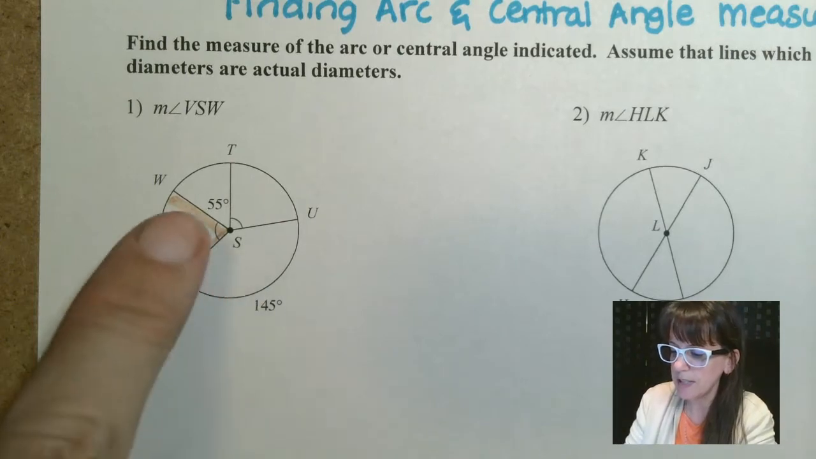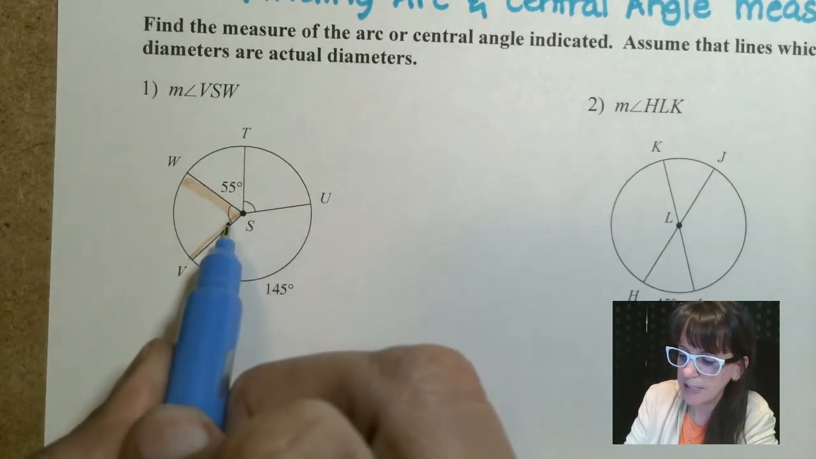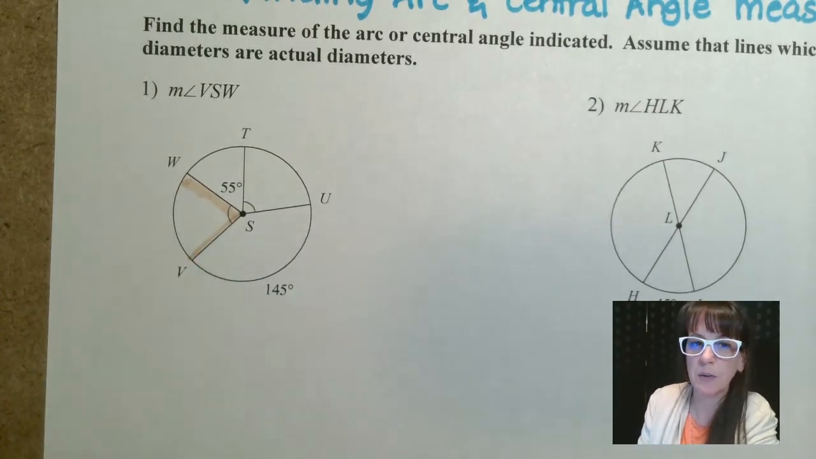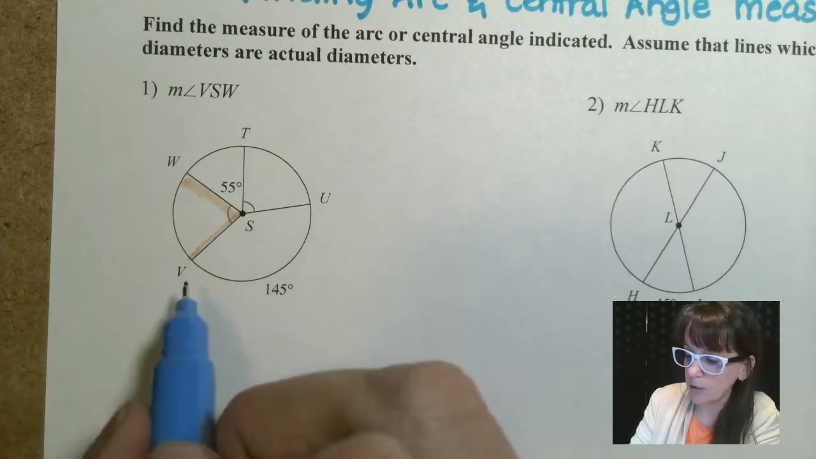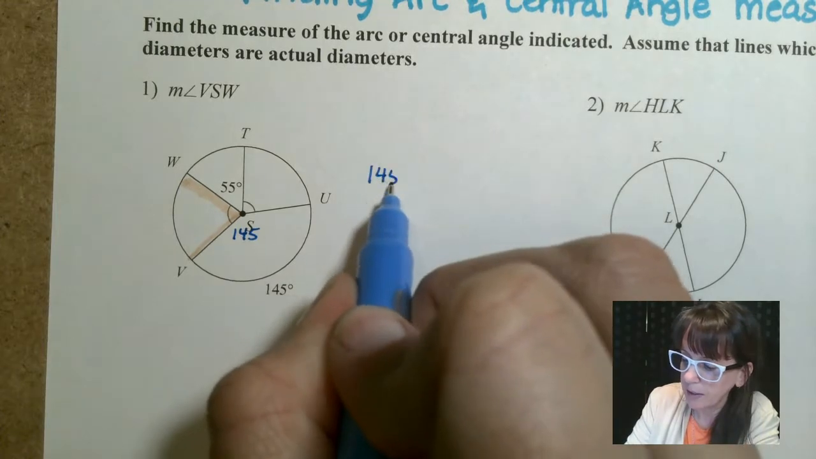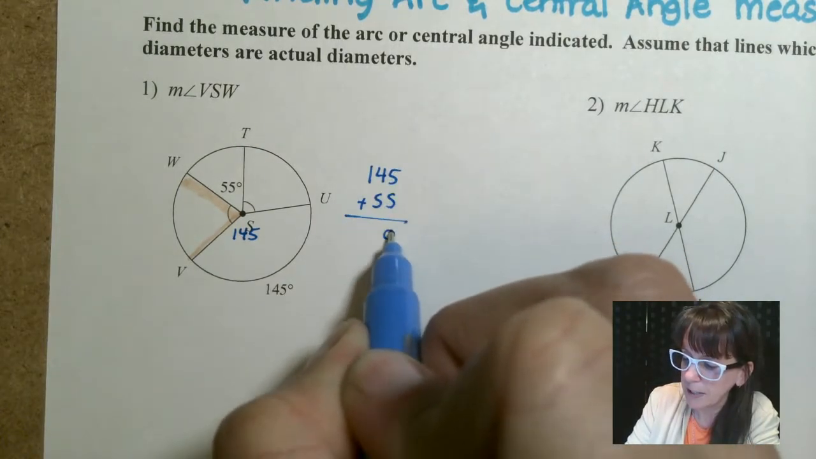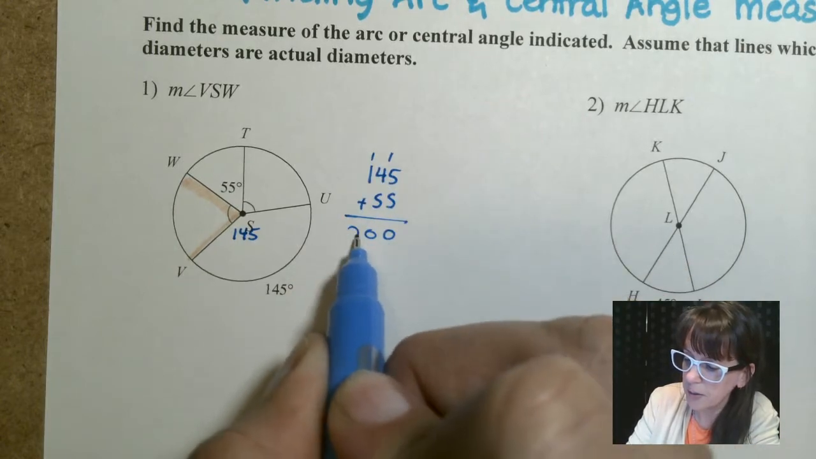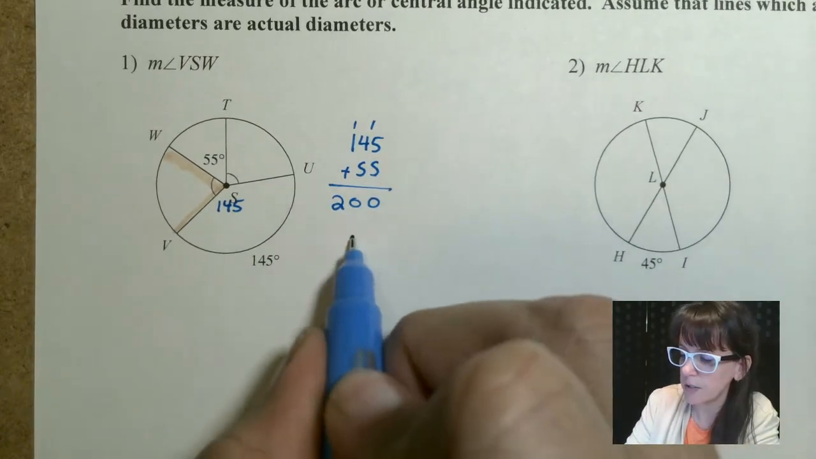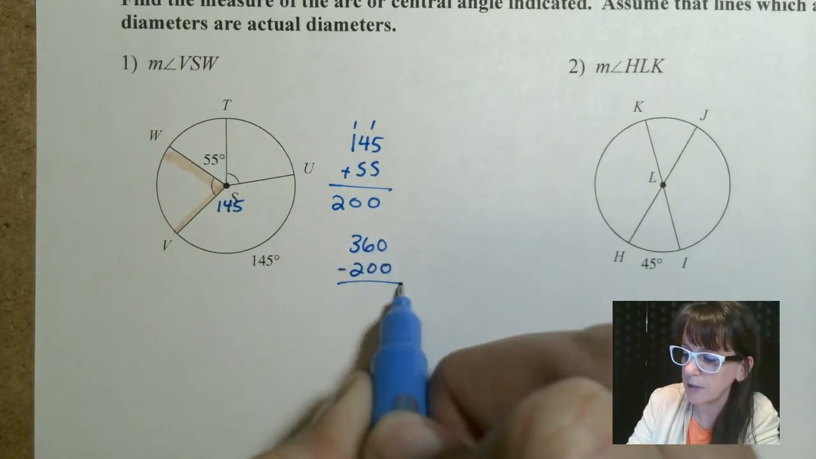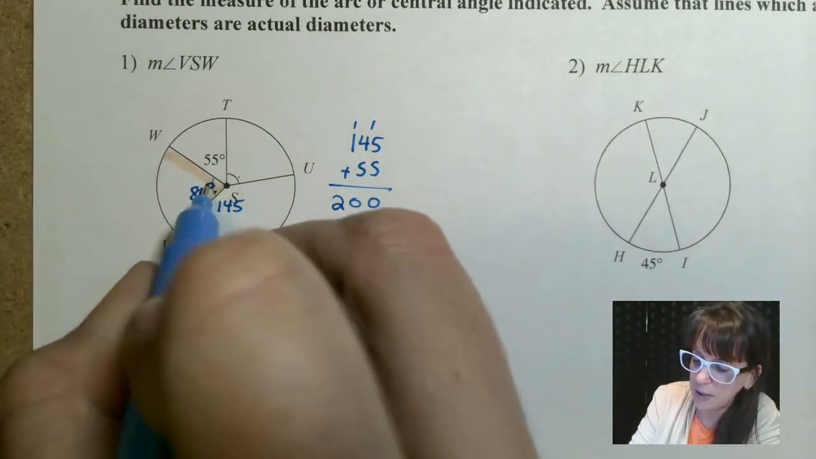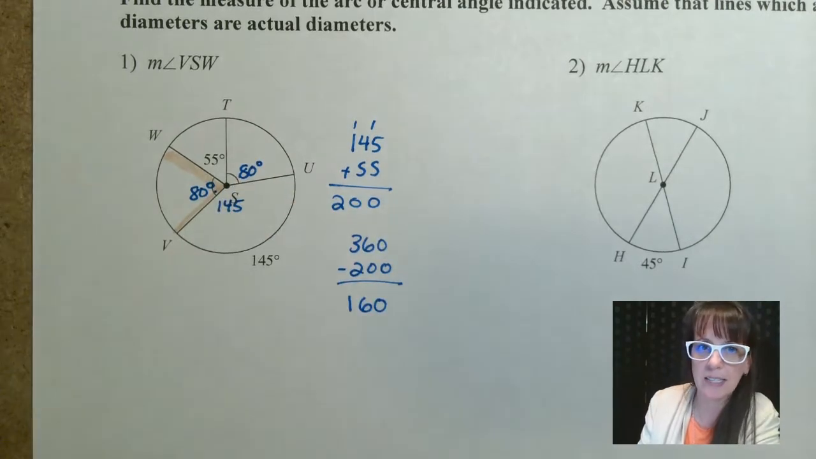All right, so we know that this is 55, and this one is the same as that one. So TSU is the same as VSW. And because this arc is 145, that must mean that this is 145 as well. So we have 145 plus 55, which gives us 200. Remember, there are 360 degrees in a circle. So if you take 360 minus 200, you're left with 160. Because these are equal, this has to be 80 degrees and this one has to be 80 degrees as well.